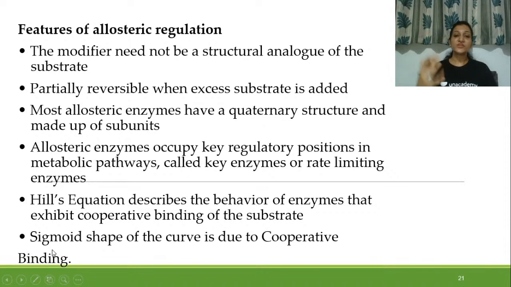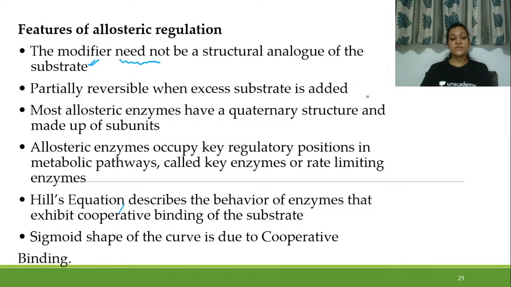Now, what are the features of allosteric regulation? The modifier need not be a structural analog of the substrate. If it is different than the substrate, they are occupying different places, so obviously they can have different types of structure and shape. A similar shape is not necessary because they are occupying different places. Partially reversible when excess substrate is added.